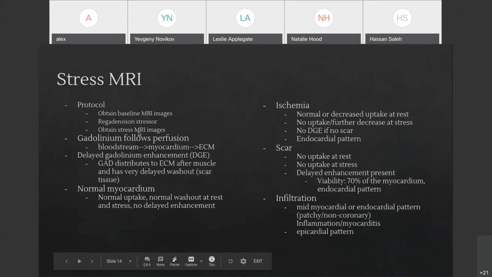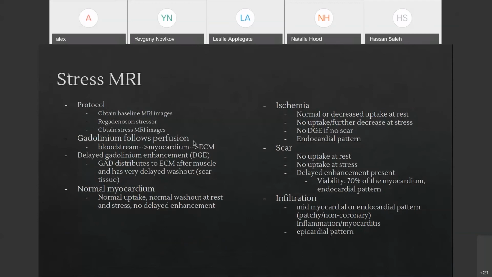Next is going to be stress MRI. This one's going to take a little bit longer to explain, but not a ton, I think just 2 slides. What we do is we obtain baseline MRI images, we give a regadenoson stressor or dobutamine, but we use regadenoson here, and you obtain stress images. With each of these images, you give gadolinium contrast.